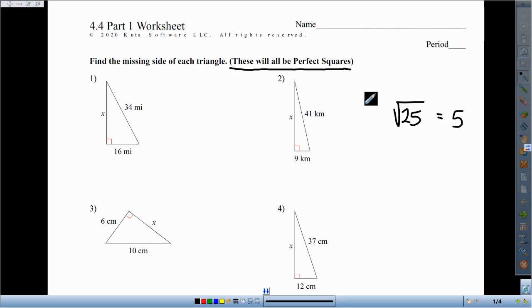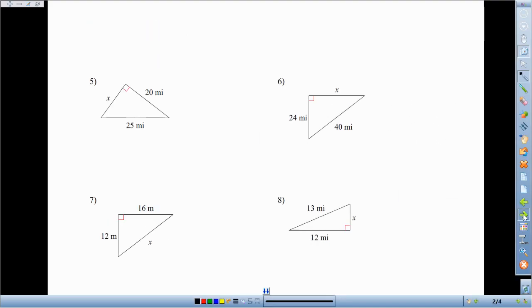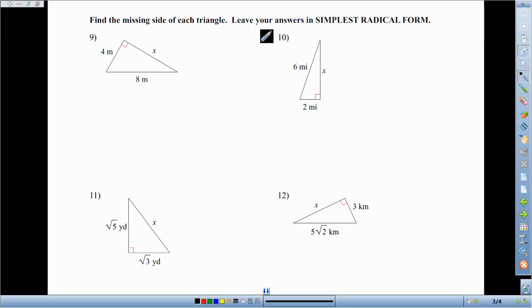Okay, I'm going to leave these to you because the second page is doing the same thing, but these ones are asking you to leave your answers in the simplest radical form, meaning they're not going to be perfect squares, or at least not necessarily. And I want to remind you how to simplify those radicals. So let's do number 9 together, and then I'll probably do one more with you guys. Let's take a look at number 9.